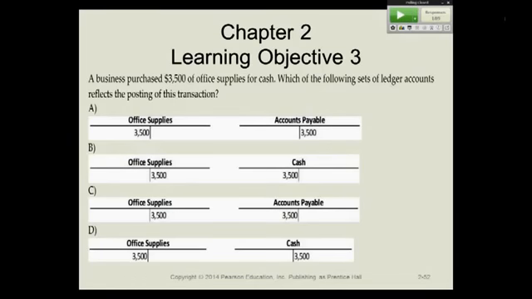Which one of these would be the result of journalizing a transaction that purchases office supplies for cash? And let me just start this.